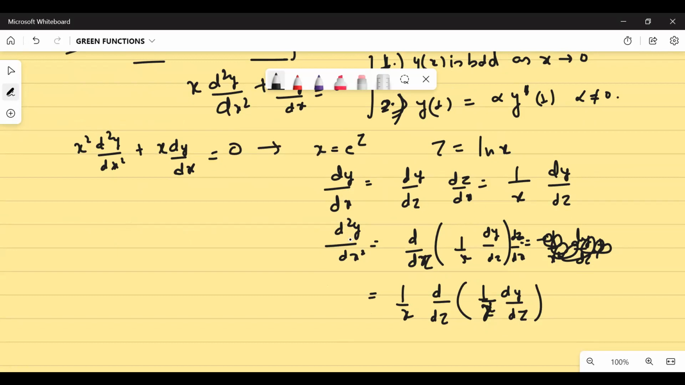So what I have done, if I have to evaluate my second order derivative, it is like d by dx of dy by dx. dy by dx is 1 upon x dy by dz. So I've just replaced d by dx by d by dz, and here I've written d by dz. So d z by dx is 1 upon x, so forget about it. And then this is like d by dz of 1 upon x dy by dz.